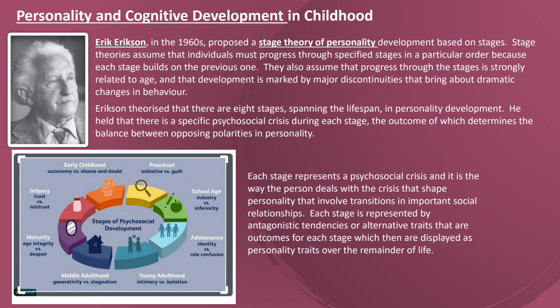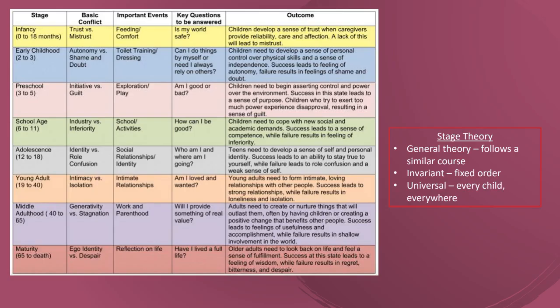So each stage is represented by 2 antagonistic tendencies. That's almost like 2 opposite tendencies or 2 alternative traits, which are the outcomes for each stage, which are then displayed as personality traits over the remainder of life. Okay, so his is a stage theory, and it's very relevant, and we'll see it applied consistently through these different development periods.